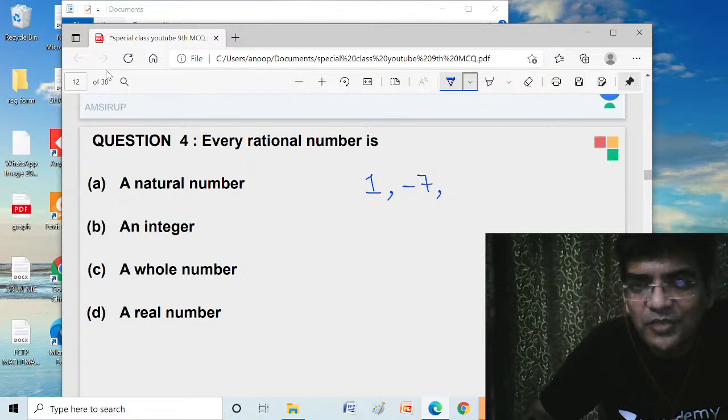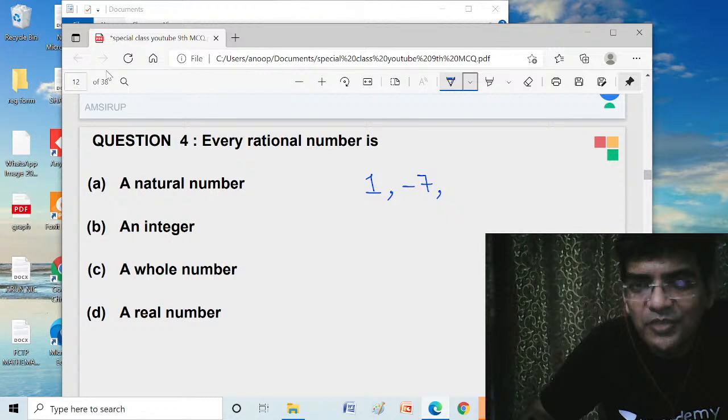So you cannot say every rational number is a natural number or an integer or a whole number, because minus 7 is not a natural number, though minus 7 is a rational number. So we cannot say that every rational number is an integer. You can write it like this. This is a rational number.